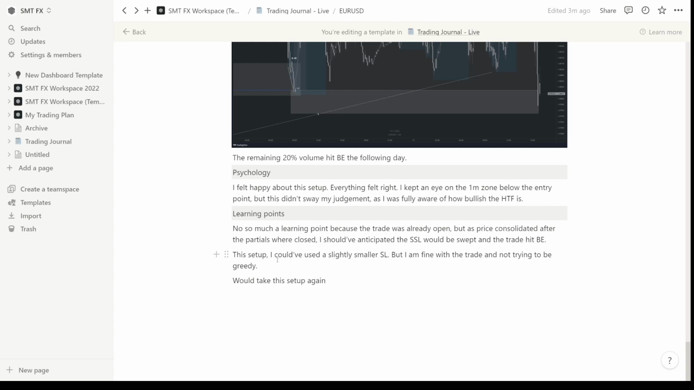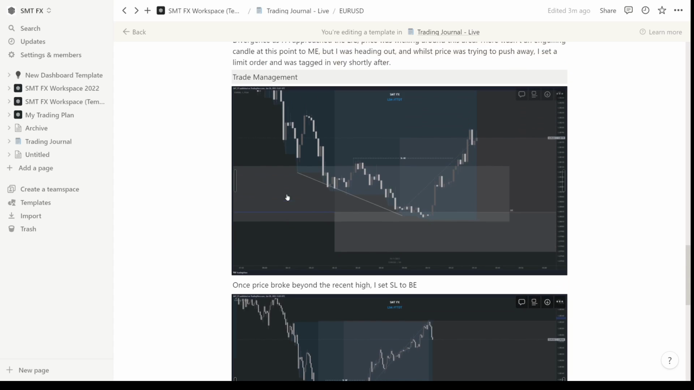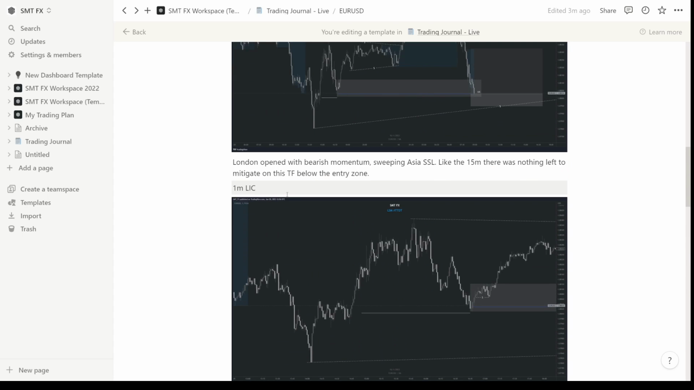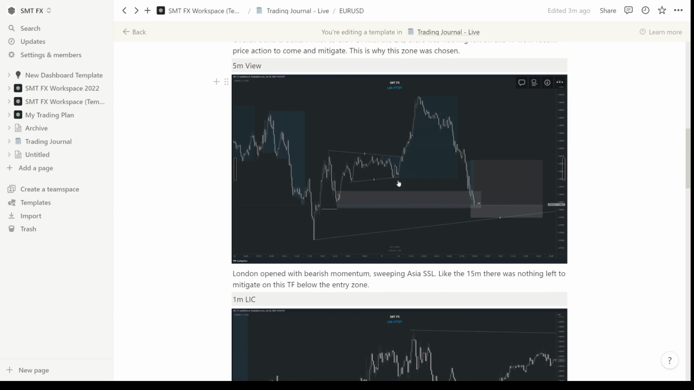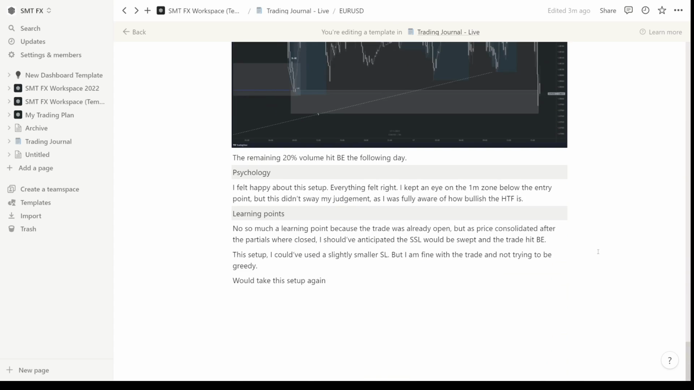But again, with learning points, I've also mentioned that with the setup, I could have used a slightly smaller stop loss. I'm not too bothered about the fact that I didn't, but if you look at how much drawdown there was, there was barely any with this trade, and if you look at the wider picture, if I come up to here, we can see there wasn't really much below this point for price to come and mitigate. So, obviously I use an 8 pip stop, so maybe a 6 or a 5 pip stop loss would have been fine, but I'm not worrying too much about that because I don't want to get too greedy within the markets. And again, I'll put this here, would take this setup again.